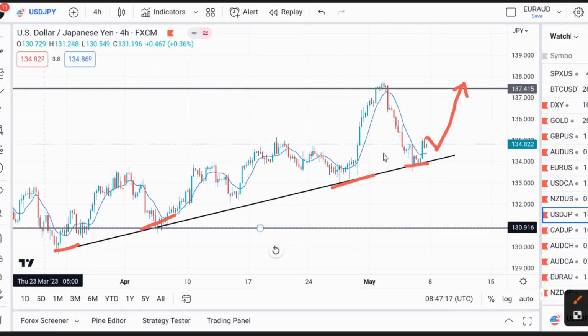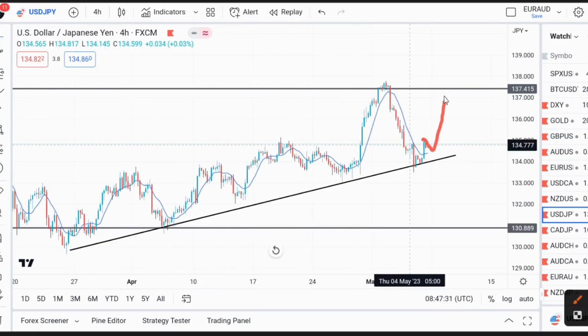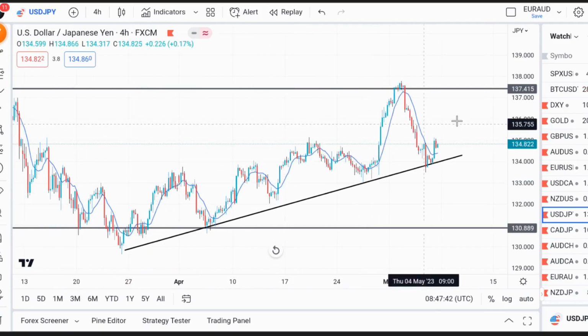But here on dollar JPY, I'm looking for a move to the upside. I will not be taking the trade if it breaks this trend line to the downside, so I will not be taking the trade at all. I'm looking for a move to the upside to the resistance it has tested before, that is 137.415. This is almost like 200 and something pips. It's not bad for this week.